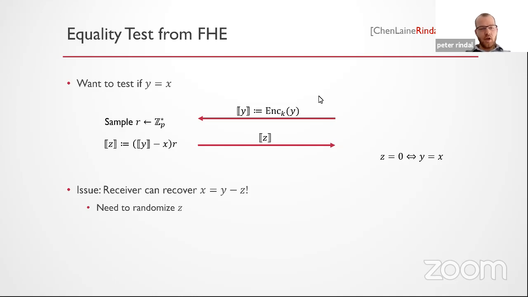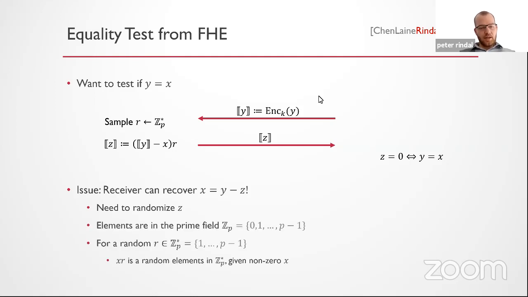The way we're going to do this is we're going to require that the plaintext space is some field, Z_p. And then we sample a non-zero element R, and multiply it with the difference of these two elements. If X minus Y is 0, then Z stays 0. Otherwise, multiplying by R gives you a uniformly random non-zero element. And so this perfectly hides, information theoretically, the value of Y. And so yeah, that's a very simple equality test.